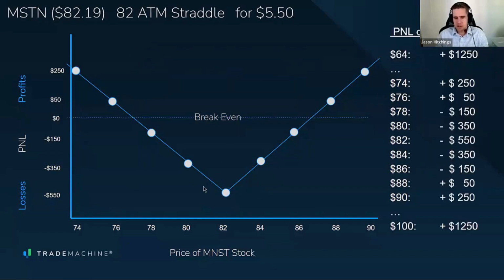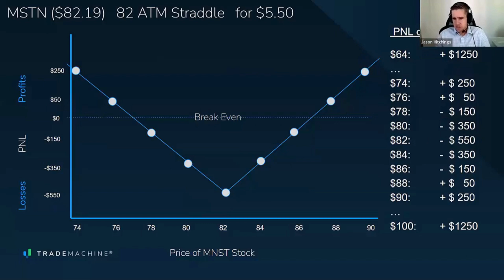Okay, so now we can just map this out. Every time the stock goes up $1, we make $100 in our position on the call, and vice versa with the put, in terms of where we land at expiration. So this is a P&L chart of what the position's worth at expiration.